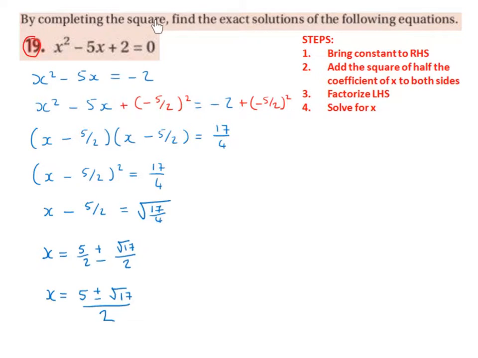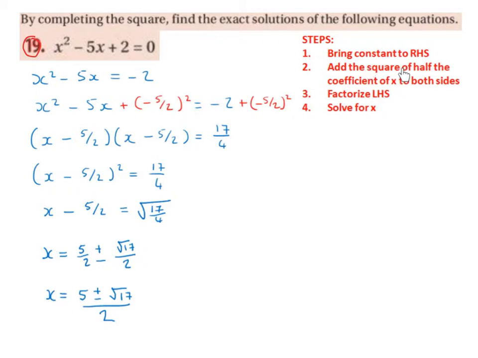By completing the square, find the exact solutions of the following equations. x squared minus 5x plus 2 is equal to 0. Step 1, bring the constant to the right hand side. So the plus 2 comes over the equal sign and becomes minus 2.